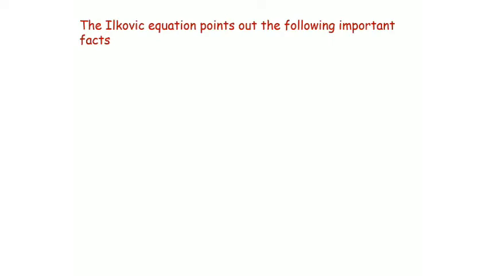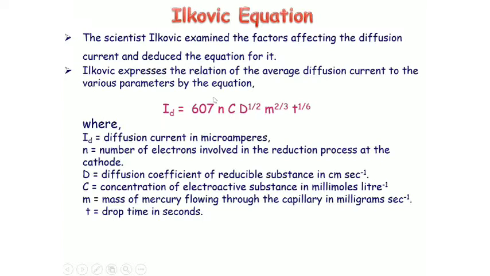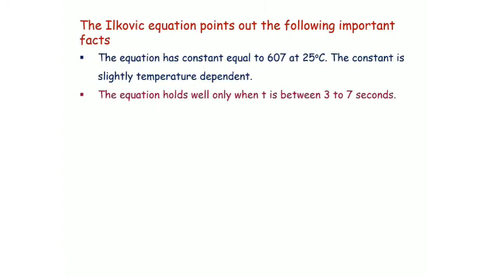The Ilkovic equation points out the following important facts. The equation has a constant, 607. Look at it here: that 607 is the constant, and the constant is slightly temperature dependent. The equation holds well only when the drop time t is between 3 to 7 seconds.